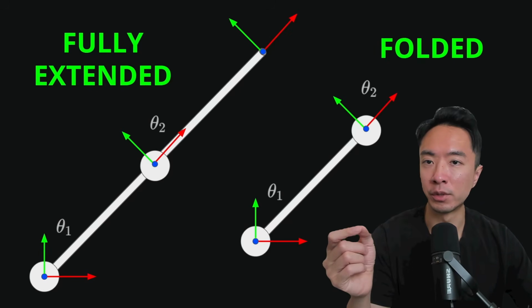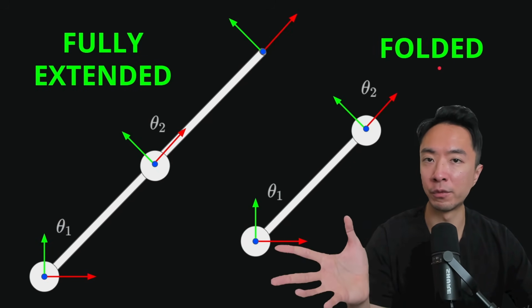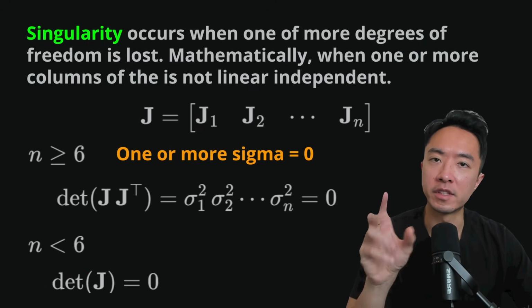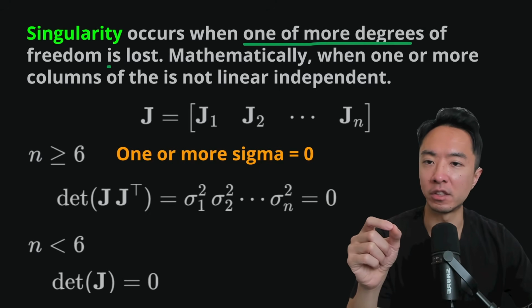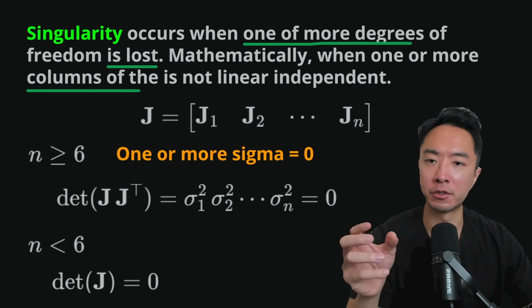So for a simple 2DOF robot, you can have a fully extended position and a folded position, both of which are at singular positions. Let's take a look at why that is. Singularity occurs when one or more degrees of freedom are lost. Mathematically, you can confirm that by checking the columns of your Jacobian matrix.